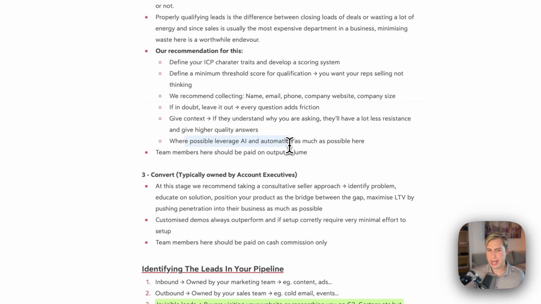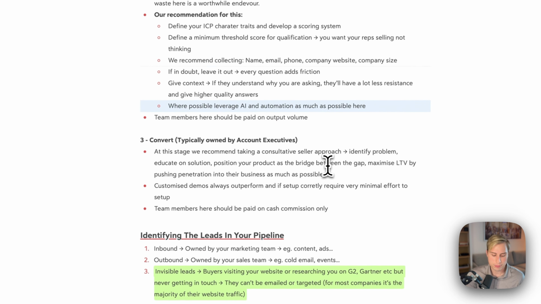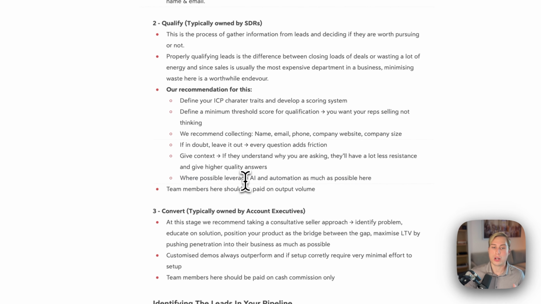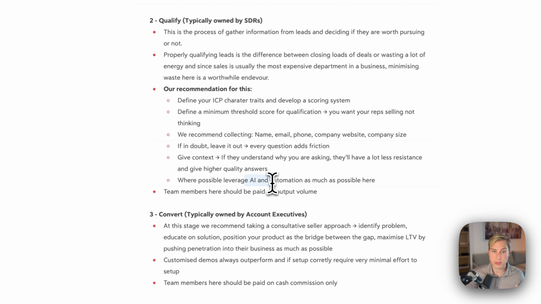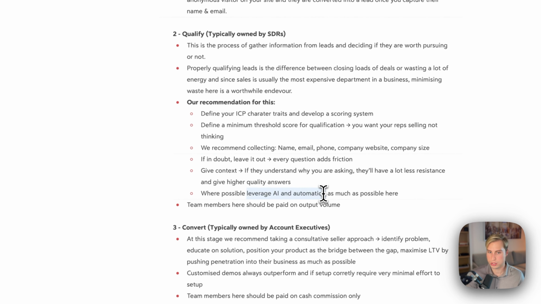Where possible, leverage AI and automation as much as possible here. I am not a fan of using AI for B2B sales when it comes to direct sales rep to customer interaction, because I think a lot of people are put off by it. However, I think for qualification, it's very, very useful because it should be very math-based, and it's essentially collecting information, filtering it, and then deciding what to do. And that takes a lot of human time, and AI is just as good at it, if not even better, right? So I think this is a very valuable component to introduce AI into.